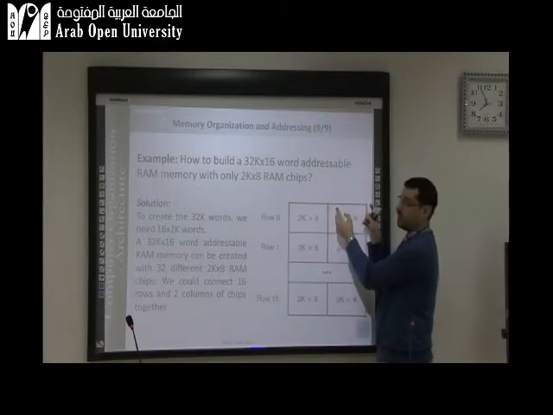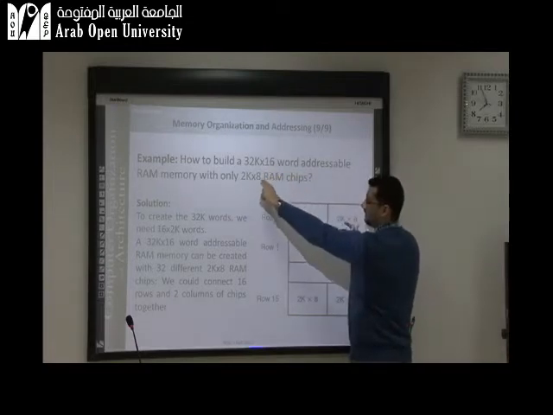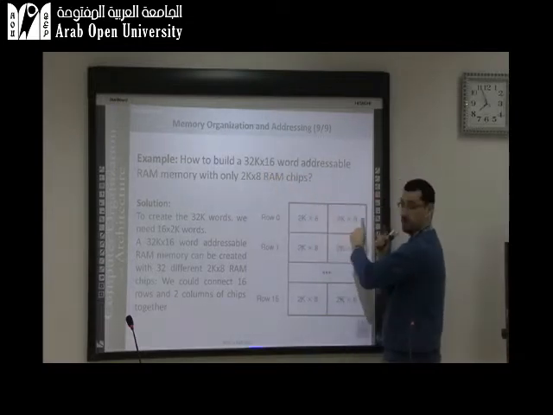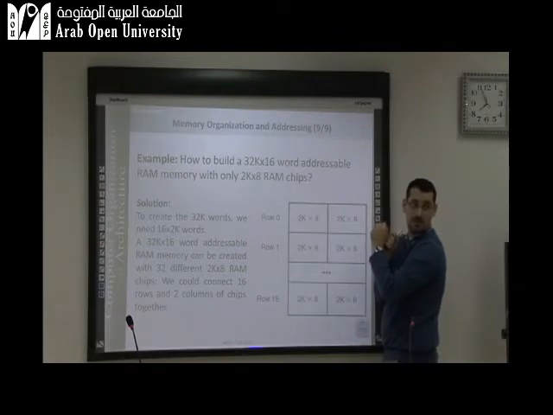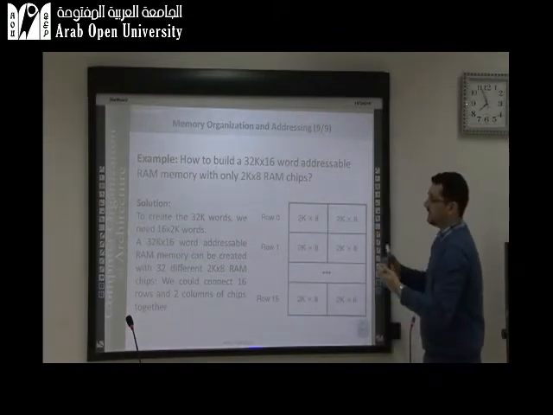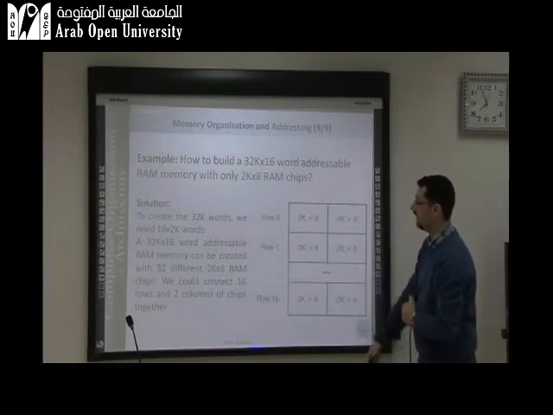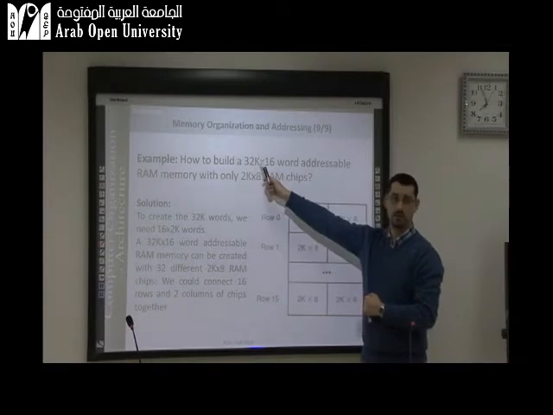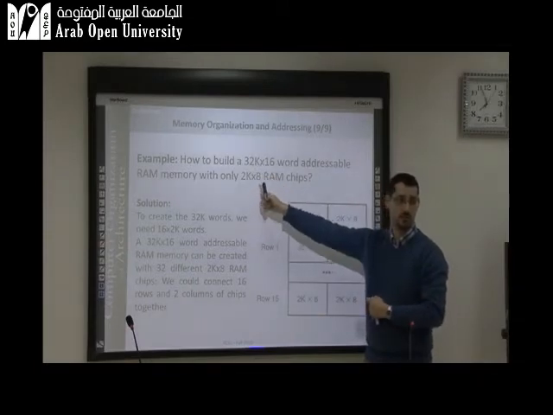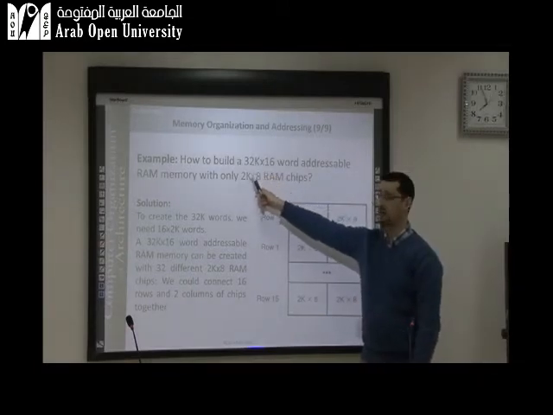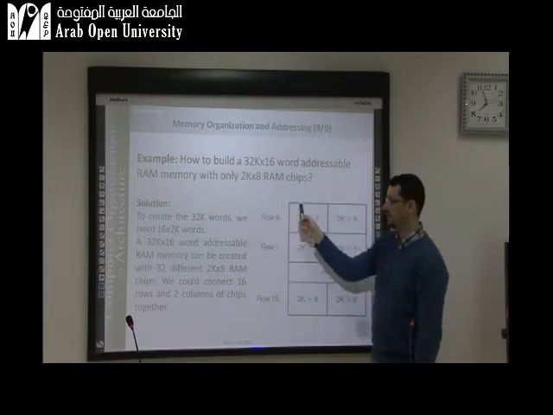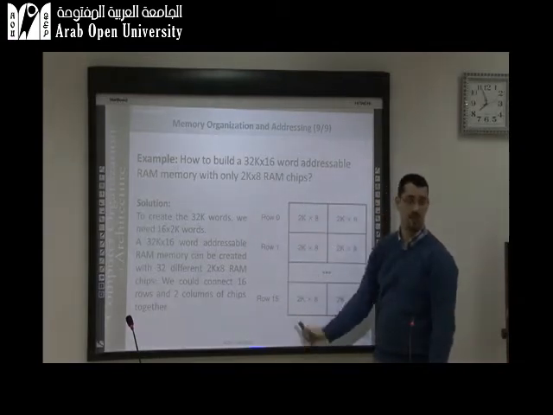Okay? So typically, what you need to do is to divide 16 over 8, and this gives you 2. That is our number of chips: how many columns of chips do we have? Now, secondly, how many rows of chips do we need? In fact, we need 32K, but we only have 2K. So how many chips do we have? We will divide 32K by 2K, and this will give us 16. So we need 16 lines of chips.